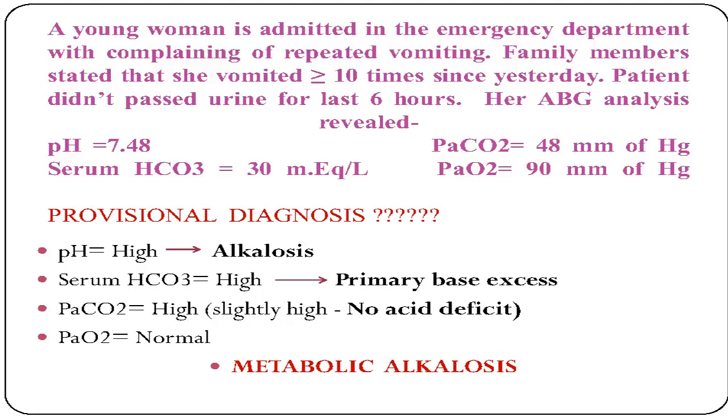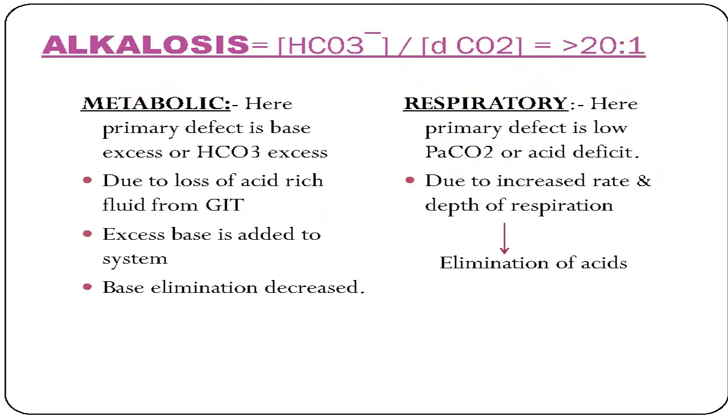But there is slightly high partial pressure of carbon dioxide. So there is no acid deficit. The partial pressure of carbon dioxide is enough in the system. Only primary base excess, primary serum bicarbonate level is high. So it is a case of metabolic alkalosis. Clear? Now next slide.